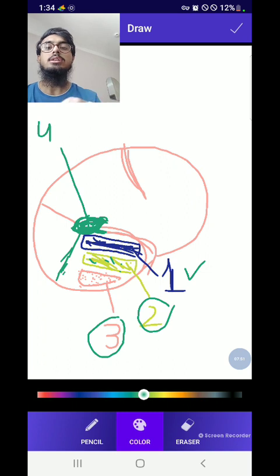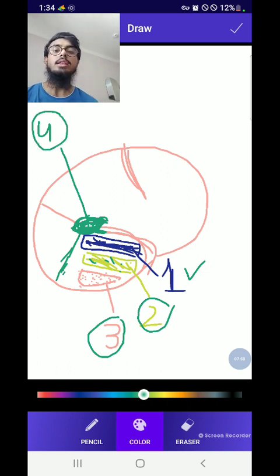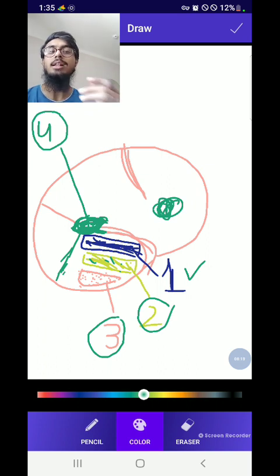And the last one is number four. Number four area is Wernicke's area, not Broca's area. Broca's area is present in the frontal lobe, but in the temporal lobe and a little bit in the parietal or occipital lobe, this area is Wernicke's area. What's the importance of Wernicke's area? The importance of Wernicke's area is comprehension of patterned spoken language.